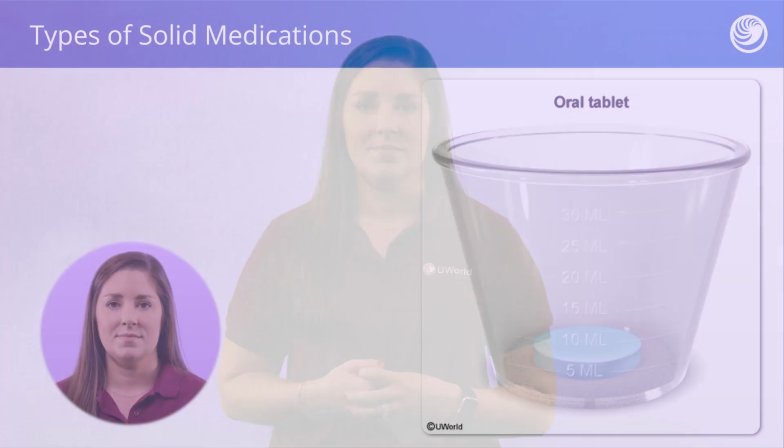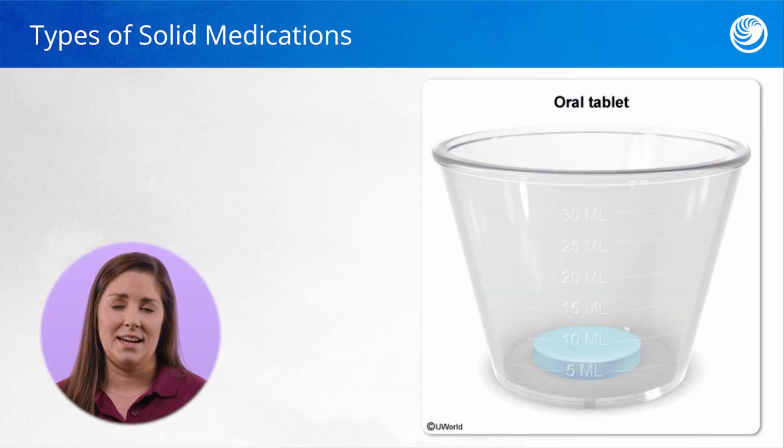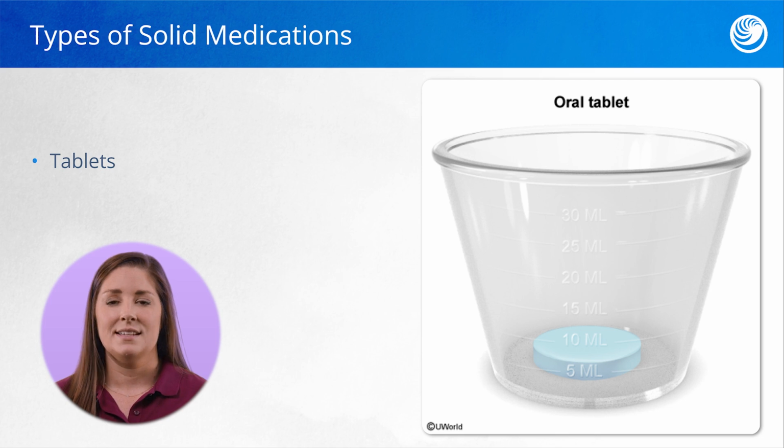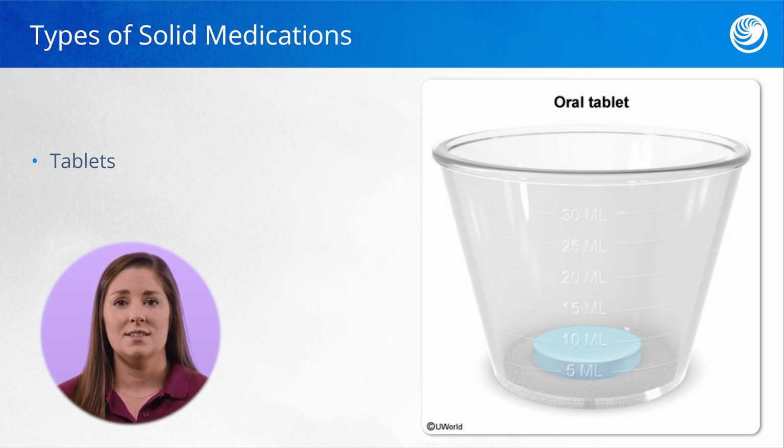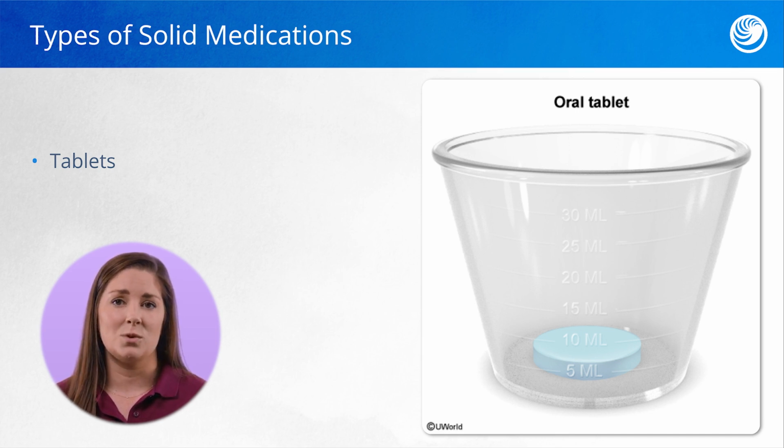Now let's discuss types of solid oral medications. The first type of solid oral medication is a tablet. Tablets may be given in their original form, may be split or crushed. It's important to note that some tablets cannot be crushed, such as enteric-coated medications or time-release tablets. This is because it will alter their absorption. Some tablets may be scored to make it easier to split.